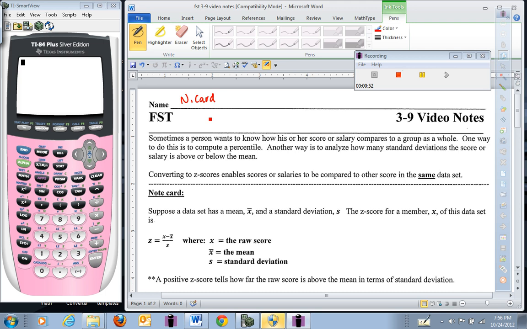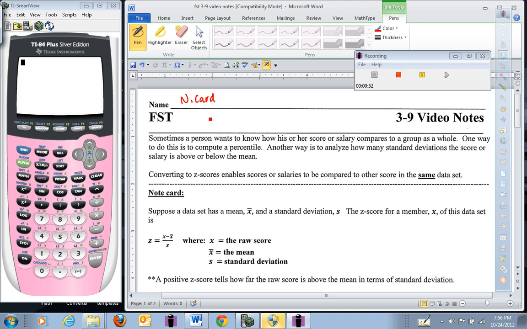Sometimes when a person wants to know how his or her score or salary compares to a group as a whole, then one way to do this is to compute a percentile. So you could look at yourself as a percentile ranking, where maybe the boss is at the 100th percentile, and maybe part-time workers, the lowest paid person would be at the low percentiles, the 1st percentile or the 2nd percentile, something like that.